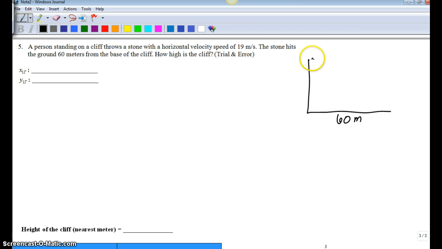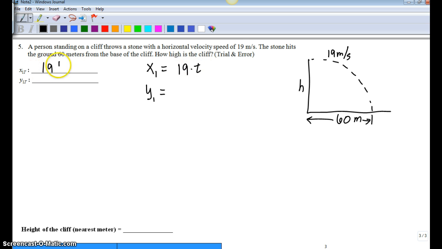And we're being told 19 meters per second. So h is our unknown. Alright, after we set up our diagram, the next thing is our vectors, so our x1, y1. And in this case, we're still just working with a horizontal initial velocity, so 19 times t. So I'll put that right in there.